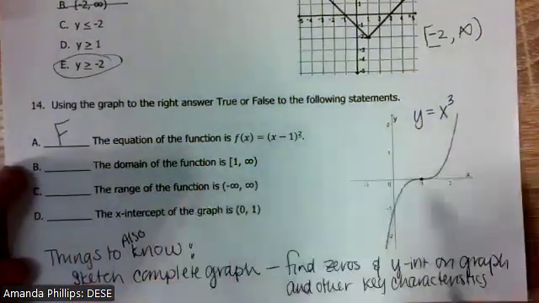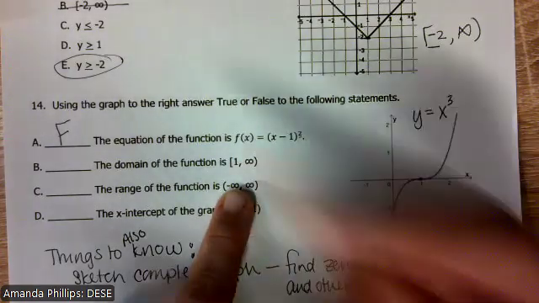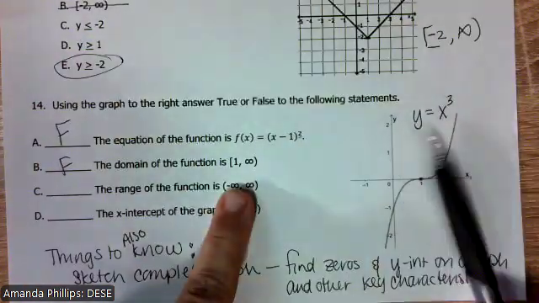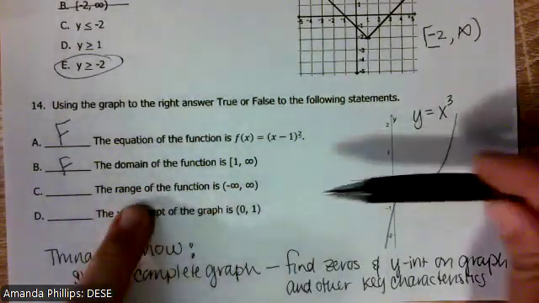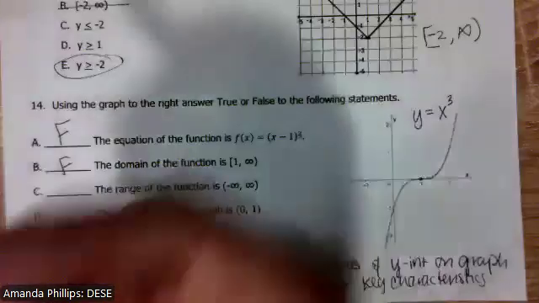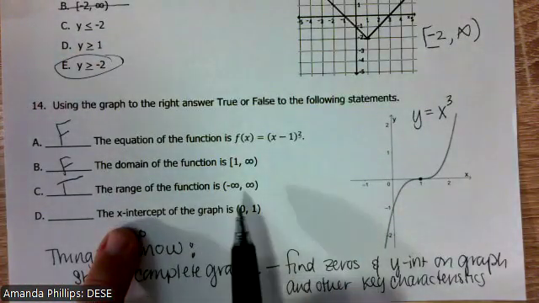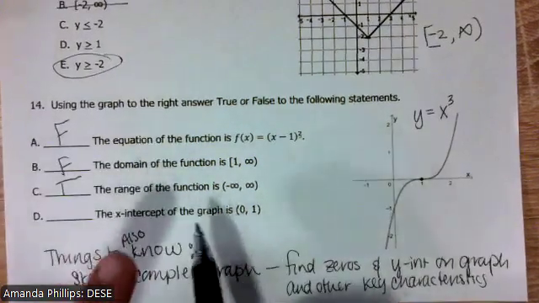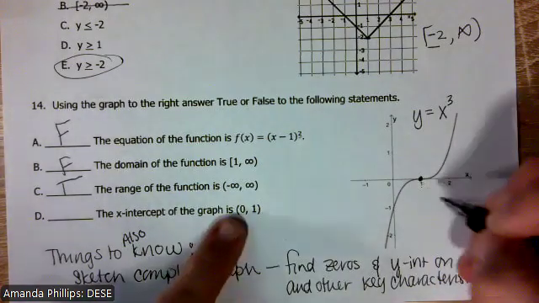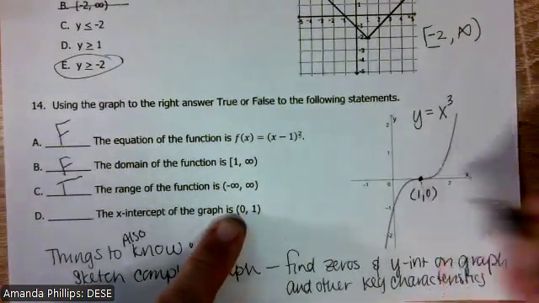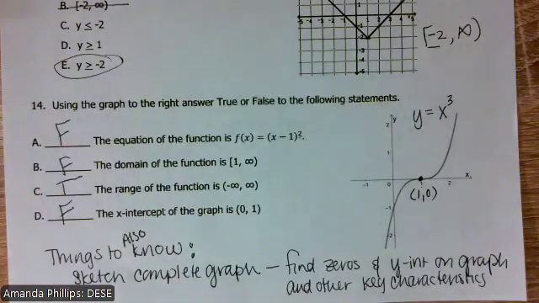The domain of the function is 1 is included and we go to infinity. No, that's false. Remember, the domain is your x values. We're going from negative infinity to positive infinity. The range is from negative infinity to positive infinity. That is true. And the x-intercept is 0, 1. Oh, they get us like this every time. Here's the x-intercept, and it is at 1, but it's not 0, 1. It's 1, 0. Okay? So be really careful because they love to trip you up.